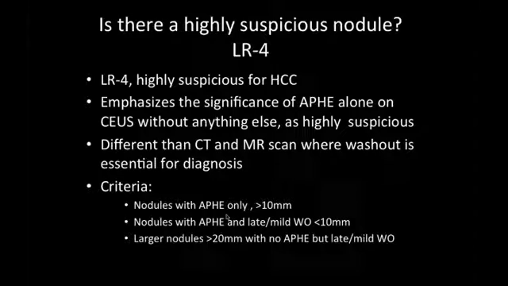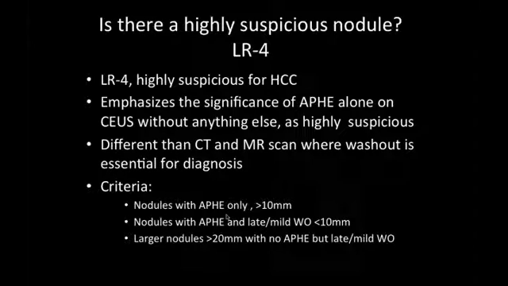So the criteria for LR4 include nodules with arterial phase hyperenhancement only that are greater than 10 millimeters, and also includes nodules with arterial phase hyperenhancement with late mild washout, but less than our size threshold of 1 centimeter. And it includes larger nodules greater than 20 millimeters with no arterial phase hyperenhancement, but with late mild washout.